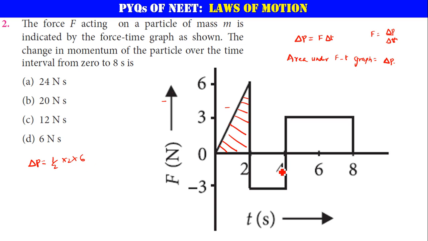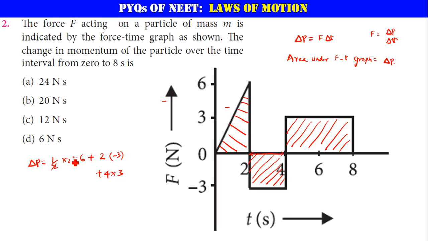Next, this part is in the fourth quadrant. In the fourth quadrant, area will be negative. So here it's 2 into 3, that is, the time is 2 units and the force is 3 units, negative here, minus 3. Plus, what is the area under this curve now? This is also a rectangle. What is the rectangle area? Base into height. What is the base here? 4. What is the height? 3 units. So half into 2 into 6 is 6, minus 2 into 3 is 6, plus 4 into 3 is 12. 6 and 6 get cancelled. You get 12 Newton seconds as the change in momentum.